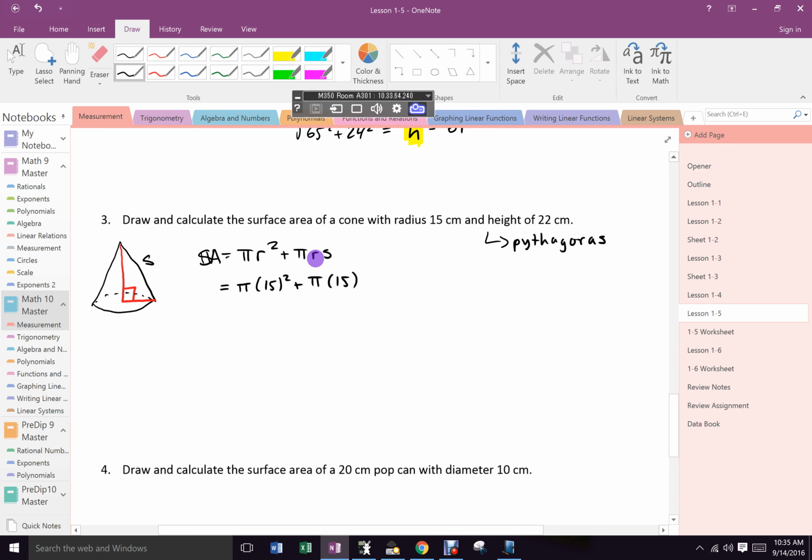Do I have an s here? No. Because what do I have, Antonio? I've got the height. So I've got a height of 22, which would go there. And I've got an r of 15, which would go there. What do I do to find the slant? Square root of what? 15 squared plus 22 squared.